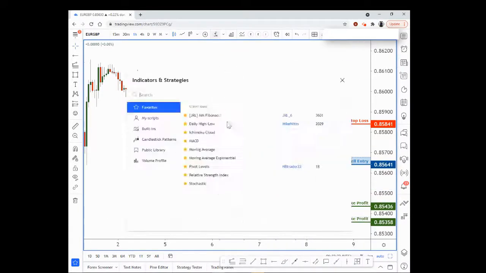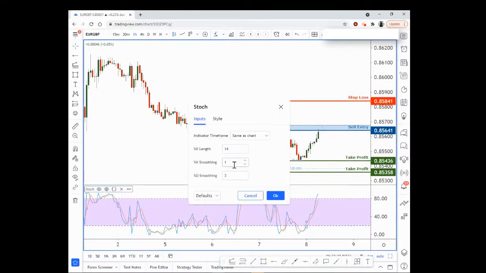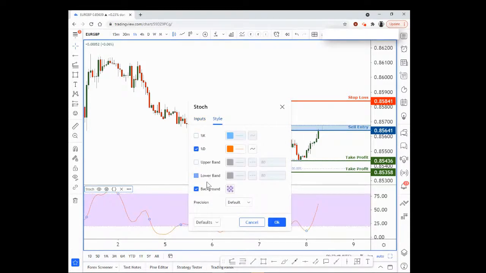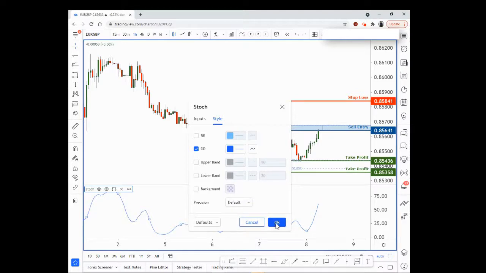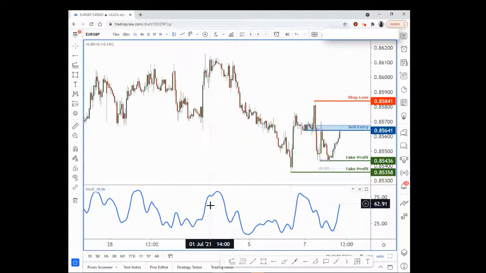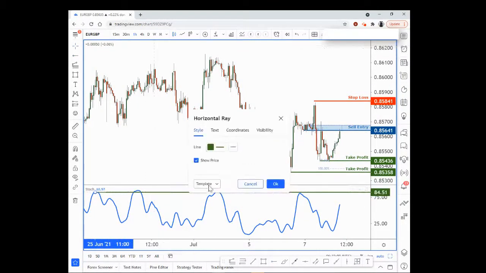And then finally, we're going to look at stochastics. In stochastics I use a 5 on percentage K smoothing and a 13 on the length. You can see if I were to open the percentage D, which is smoother than the percentage K, and I will make it thicker so you guys can have an easier look, you can see that the stochastics is also approaching a strong level of resistance.